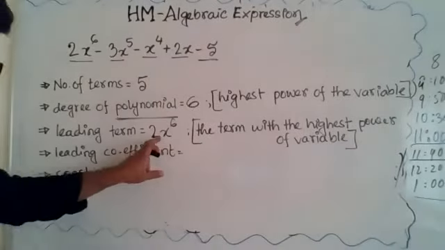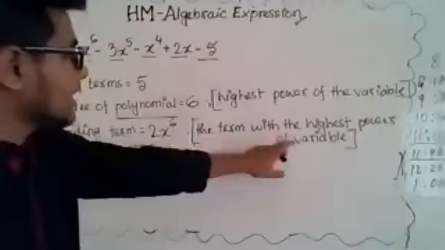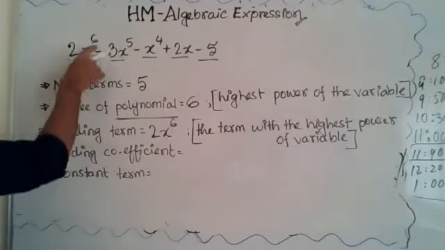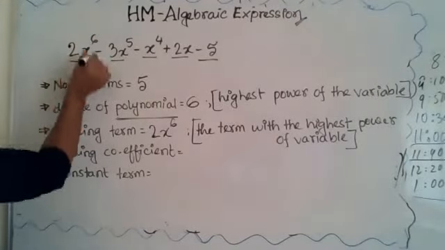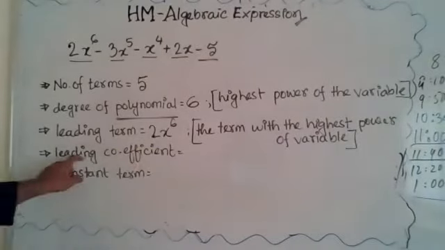Okay. So the leading term will be the term with the highest power of variable. So the highest power of variable is 6. So this term will be the leading term. And leading coefficient.